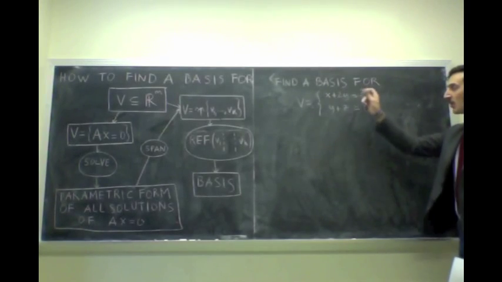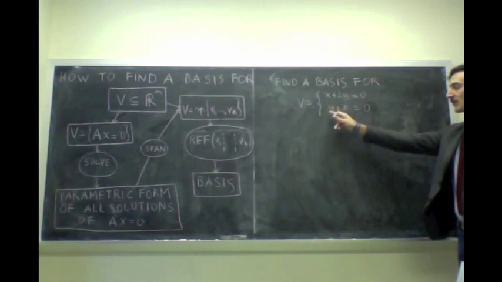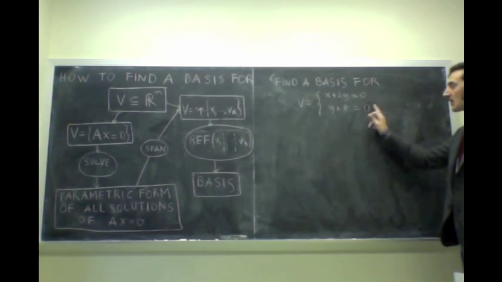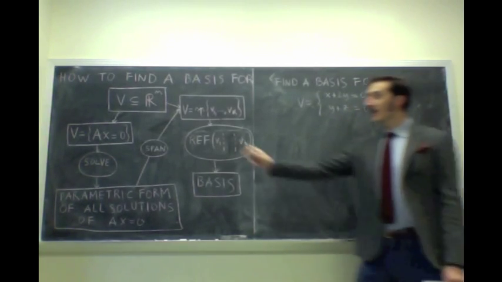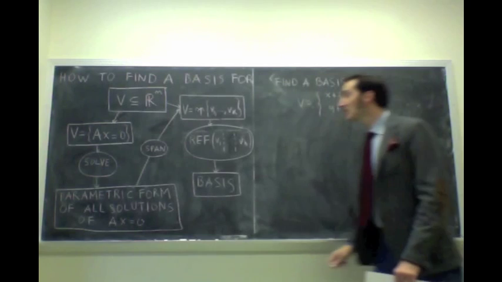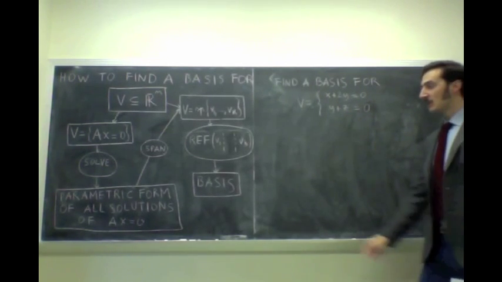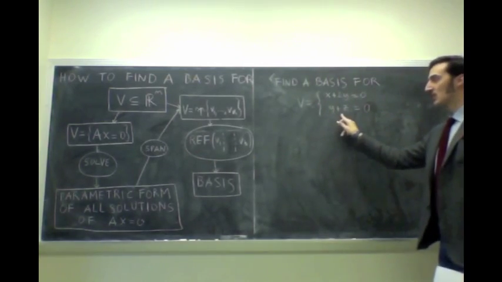Suppose we are given the following problem. We are asked to find a basis for this vector space. The vector space is defined in R3 as the set of the solutions of a system of homogeneous linear equations. In which case are we? In the second one, I guess. So the vector space is given in implicit form. So what we have to do first is to solve the linear system. So let's find all the solutions to this linear system.